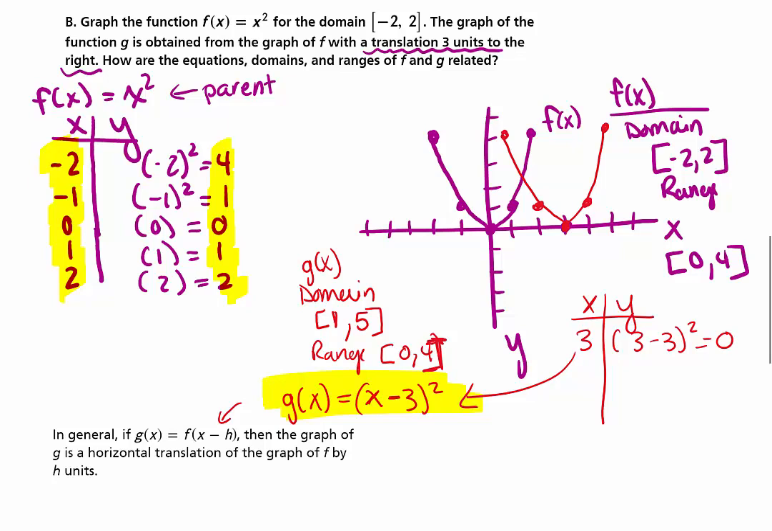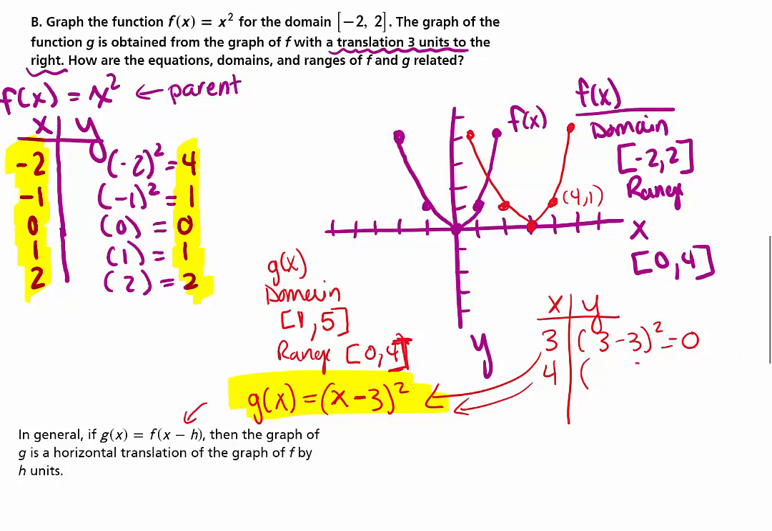Let's try another point. So let's see if it works for 4, 1. So if I say my x value is 4 and I plug it into the equation, so again, plugging it into this equation, we're going to plug 4 in for x, 4 minus 3 squared is equal to 1. Oh, there's our coordinate, 4, 1. So let me recap.